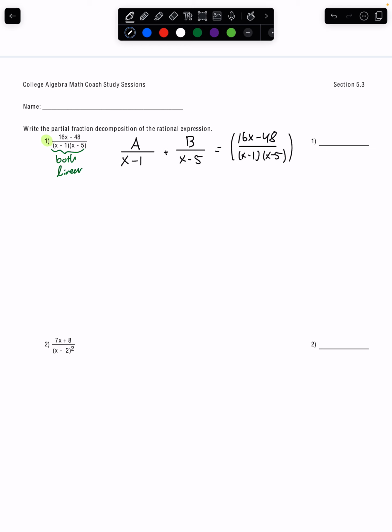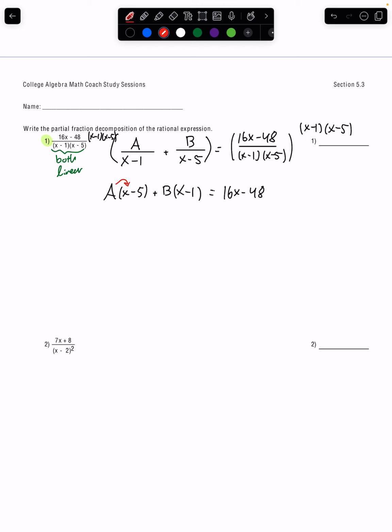To simplify this, we're going to want to multiply both sides by the denominators. So it's going to be x minus 1, x minus 5. Then I'm going to cram this in here, x minus 1, x minus 5. What that's going to allow us to do is, looking at the left-hand side, we would be left with a times x minus 5 plus b times x minus 1, and the right-hand side would become just 6x minus 48.